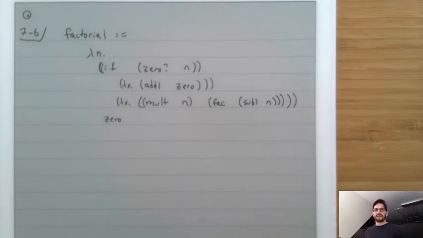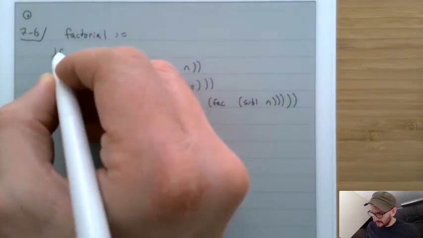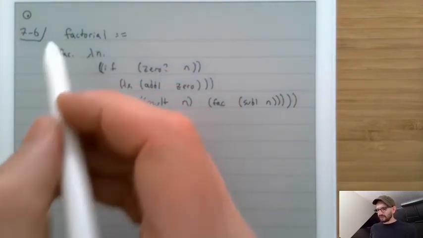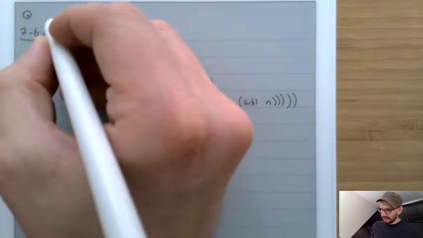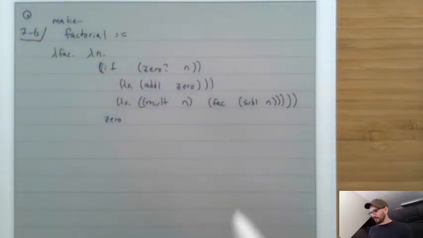The only way to bind variables is to have them as part of the lambda. So we could add that right here by having lambda fac. But now this wouldn't be the factorial function, it would be the make factorial function, because if you gave it the factorial function, it would return the factorial function. But of course, how can we figure out the factorial function to pass in?